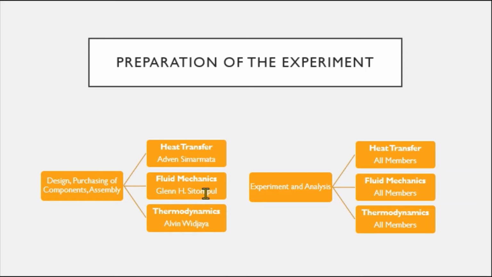There are some divisions of tasks among the group. Each person of the group was in charge for the design, purchasing of components, and assembly in one subject area. I was in charge for heat transfer, Glenn was in charge for fluid mechanics, and Alvin was in charge for thermodynamics. Then each member of the group did the experiment and analysis for each subject area.